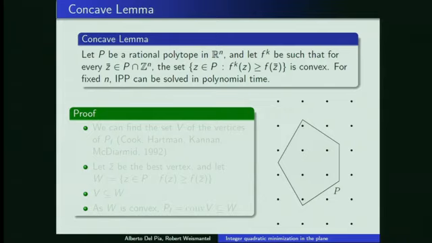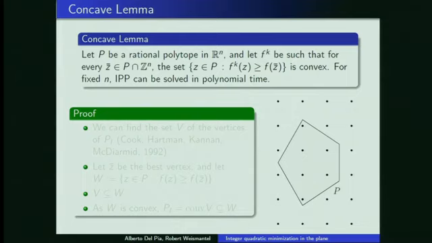And let fk be any function with the property that if you take an arbitrary point z bar in P, then the set of all z in the polyhedron whose objective function value is greater or equal than the given objective function value is convex. Then, if the number of variables is fixed, you can solve this problem in polytime.